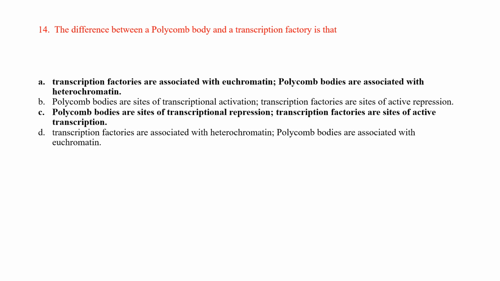Now the answers for 14 are very similar. In this case, A and C would qualify as answers for this question. If you read through both, they have very similar definitions. Transcription factories are associated with euchromatin, which you know is actively transcribed. And the polycomb bodies are associated with heterochromatin, which you know is somewhat inactive. Letter C talks about the same thing, just in reverse order. Polycomb bodies are sites of transcriptional repression, so they are not actively transcribed, whereas the factories are sites of active transcription. Answers B and D are the opposite of A and C, so they will not be applicable.